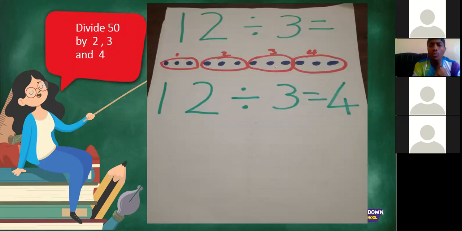Then you make one group, one group, one group, one group. How many groups do you have? 1, 2, 3, 4. There's 4. 12 divided by 3 is 4. That's how you get the answer.